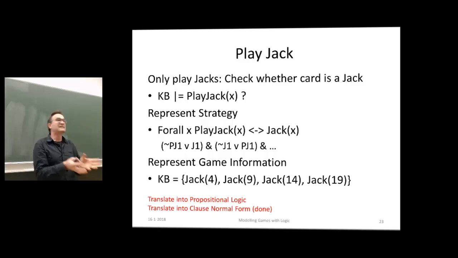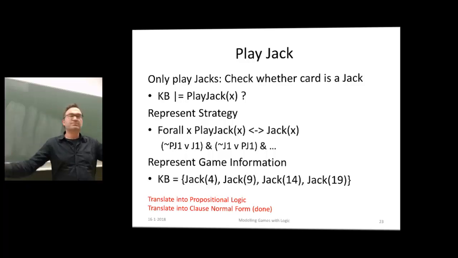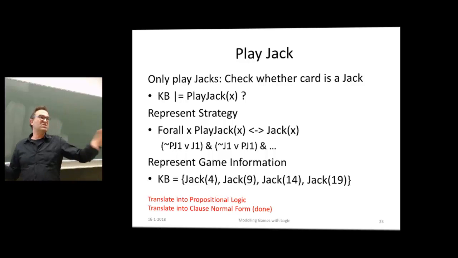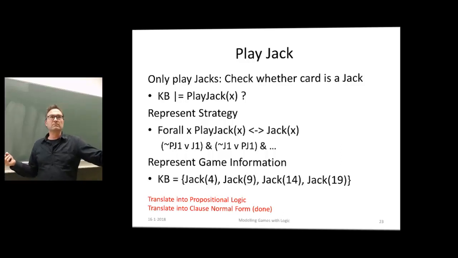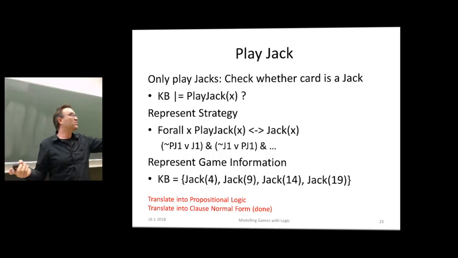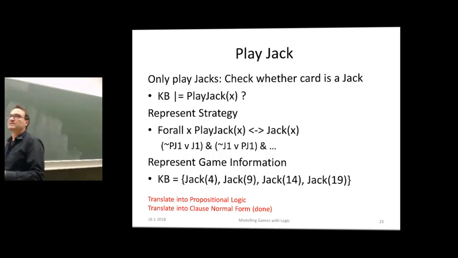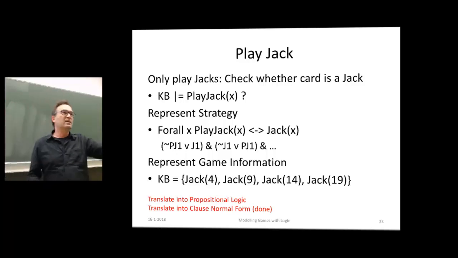But we now want to have a declarative definition of a strategy. And this declarative strategy I call play Jack, and it's just play the card whenever it's a Jack. And then you're done. Basically, you have made your move. So it's a very simple online decision procedure. You just check whether the card adheres to some criteria, and in this case, the criterion is simply, is it a Jack or not?